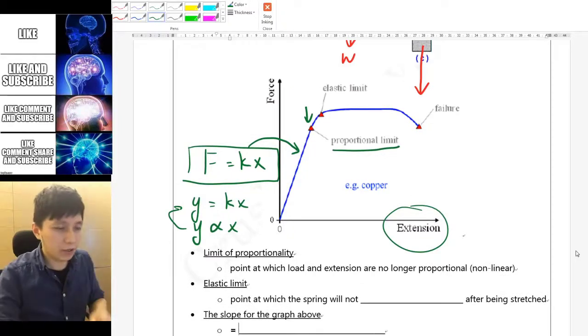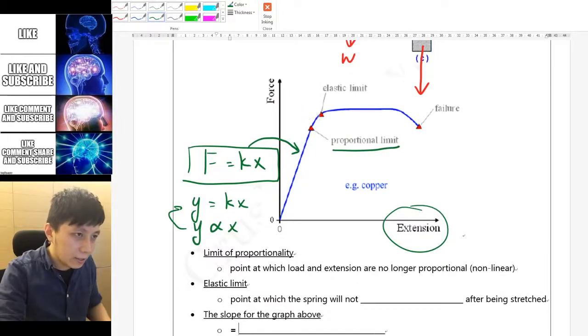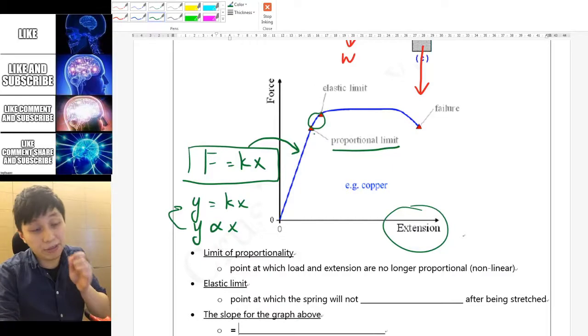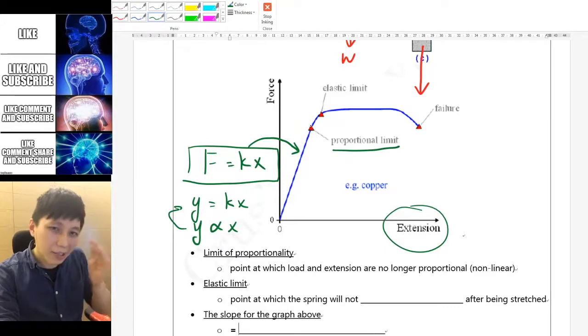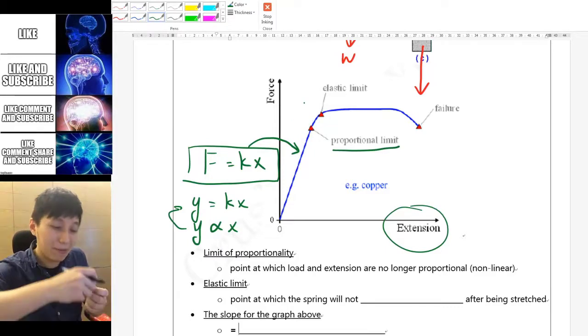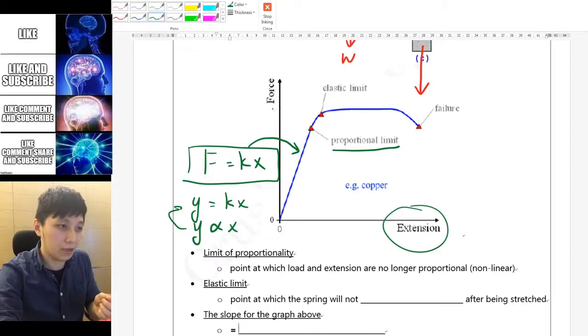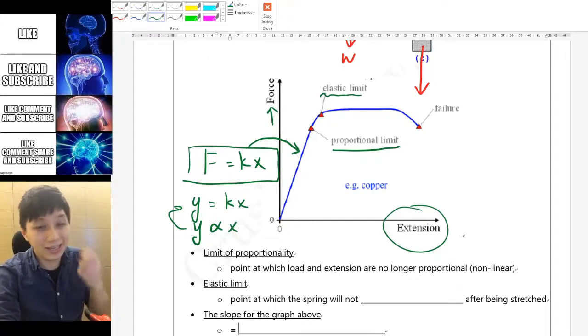If we look further on the graph, we can see that the next portion will no longer be a straight line. So that is why this point is defined as proportional limit. And then the next point that you are going to meet if you keep giving force to the spring is that you will reach a point called elastic limit.